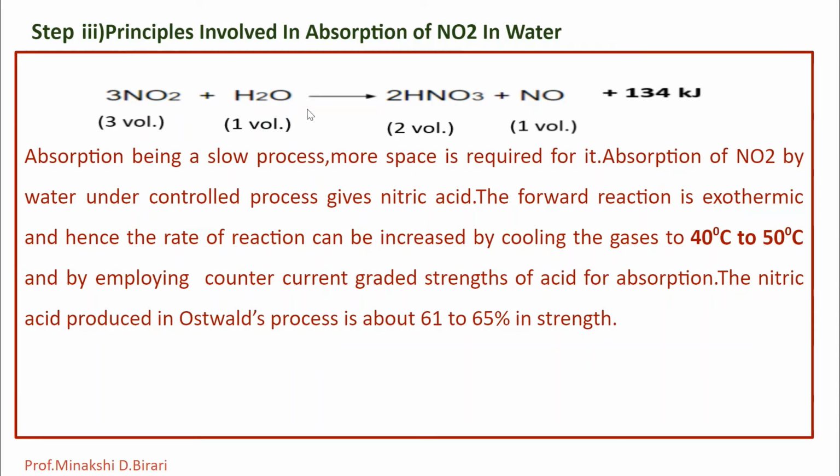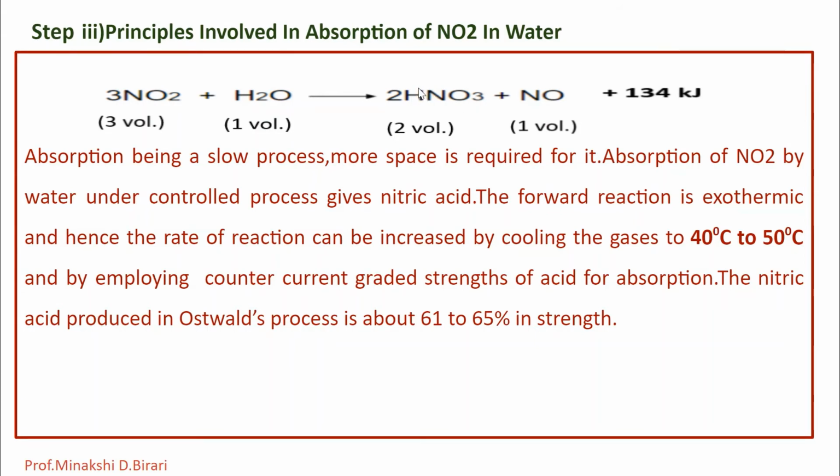So here also the 4 volume of reactant give the formation of 3 volume of product. There is decrease in volume. So according to Le Chatelier's principle, the forward reaction is exothermic. The rate of reaction can be increased by cooling the gases to 40 to 50 degrees Celsius and by employing counter current graded strengths of acid for absorption. So NO2 is absorbed in water to produce HNO3.